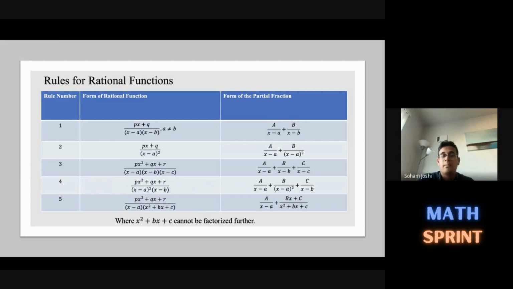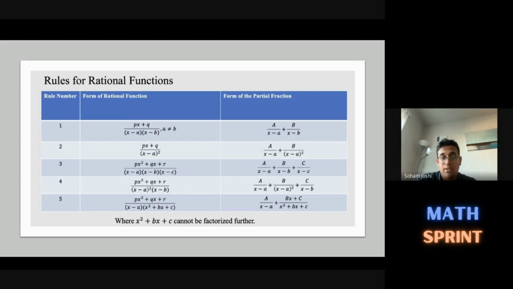Okay, so here are some of the basic rules for rational functions. They're relatively straightforward. Basically, the table shows you how to transform a rational function into a series of partial fractions that can be easily integrated. Again, capital A, B, and C, and lowercase a, b, and c are all real numbers. P, Q, and R are all real coefficients, and x squared plus bx plus c cannot be factorized any further.